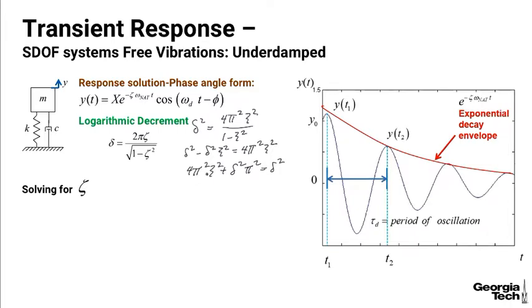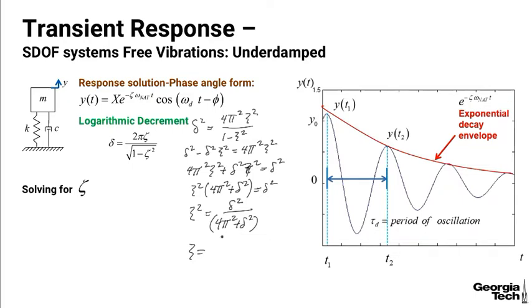I'll factor out, this should not be pi, this should be zeta. And so I'll factor out the zeta squared. And so I get zeta squared times 4 pi squared plus delta squared equals delta squared. So zeta squared equals delta squared over 4 pi squared plus delta squared, or zeta is equal to the square root.